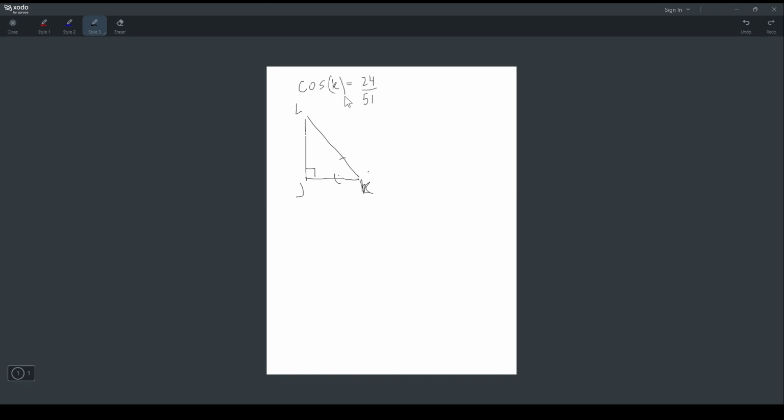Cosine K is adjacent over hypotenuse. I almost made a mistake right there. So this is 51 and this is 24. Can't I reduce this? Yeah, I should have reduced this. 24 over 51 can be reduced by 3, so 8 over 17. Oh okay, so this is an 8.